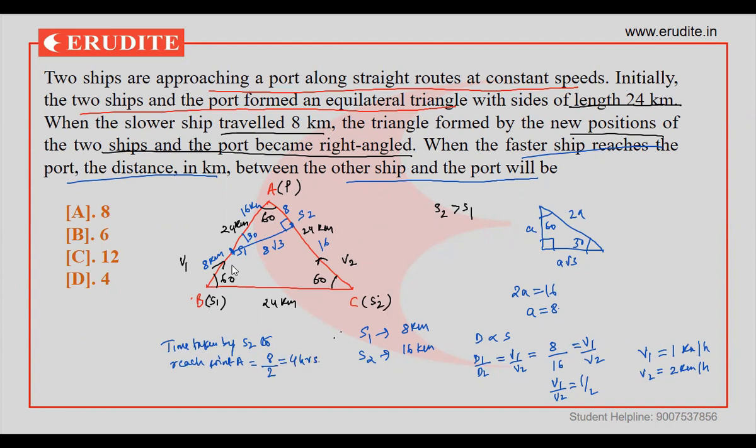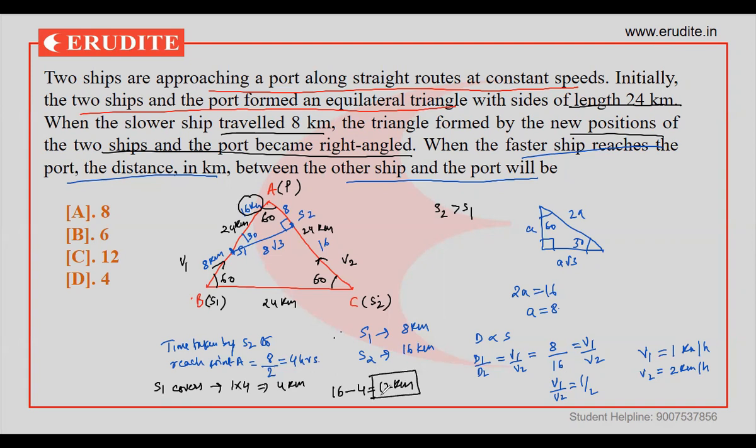Right. In these 4 hours, guys, ship 1 covers how much distance? Speed of ship 1 is 1 into time 4 hours, so it is 4 kilometers. So from here to here, the distance remaining is 16 kilometers. Out of them, 4 kilometers is covered in those 4 hours. Then the remaining distance to cover is how much? 16 minus 4, that is 12 kilometers.